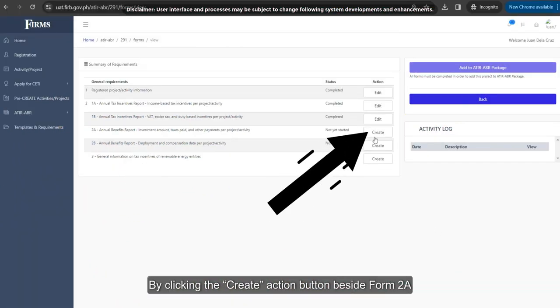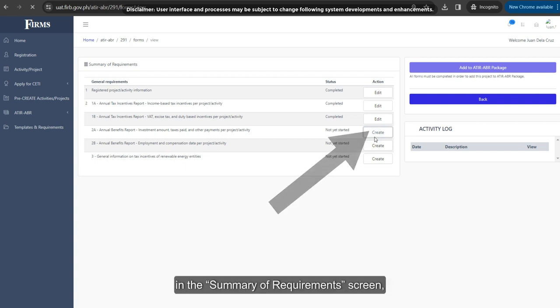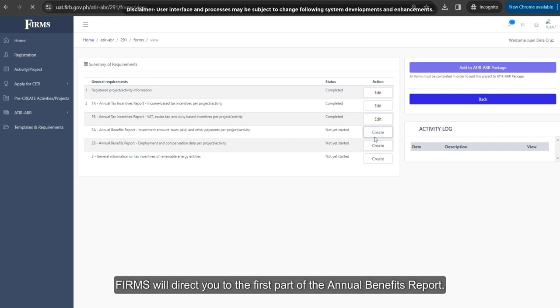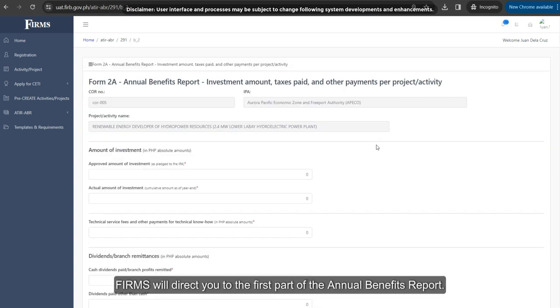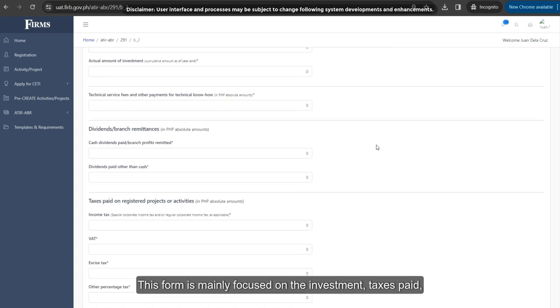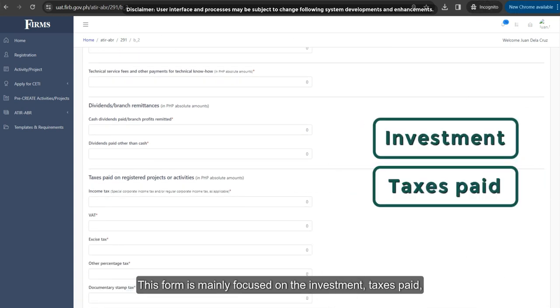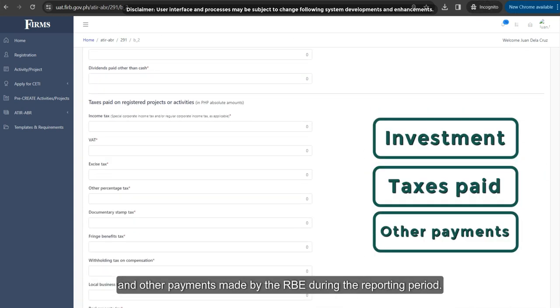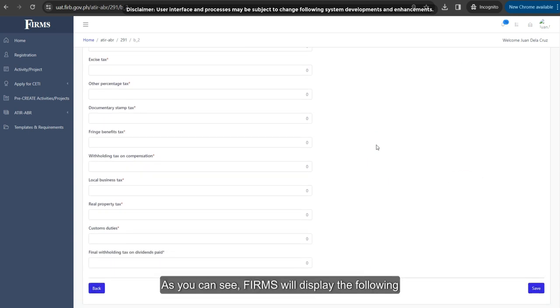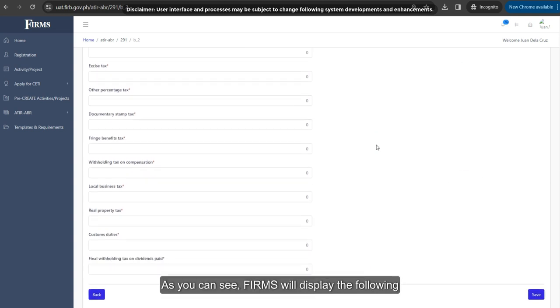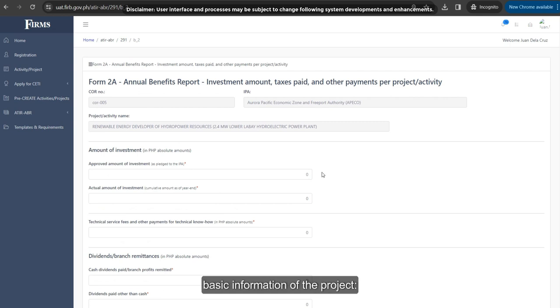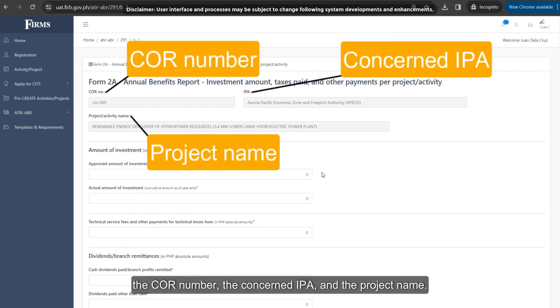By clicking the Create Action button beside Form 2A in the Summary of Requirements screen, FIRMS will direct you to the first part of the Annual Benefits Report. This form is mainly focused on the investment, taxes paid, and other payments made by the RBE during the reporting period. As you can see, FIRMS will display the following basic information of the project: the COR number, the concerned IPA, and the project name.